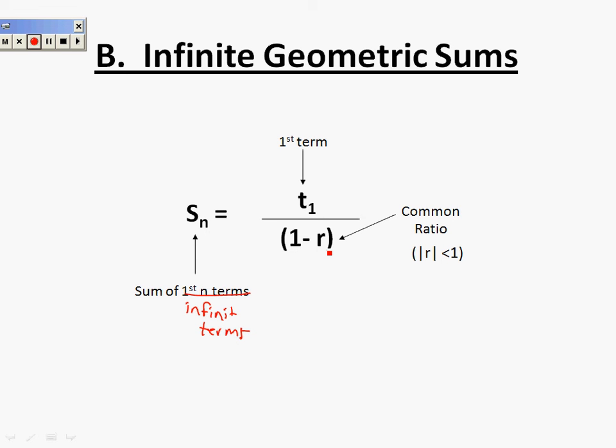Now there's a new thing, and this is really important. This rule only works if the absolute value of R is less than 1. In other words, if it's a fraction or a decimal number, then it works. It could be a negative fraction or a negative decimal, but it cannot be greater than 1. It's got to be somewhere between 1 and negative 1. If that applies, then you're in good shape. Okay, so we can use that formula. Now, why would that be? Well, let's think about it.